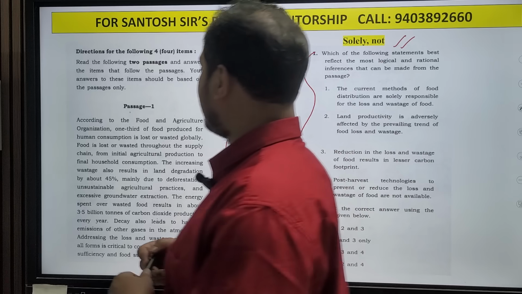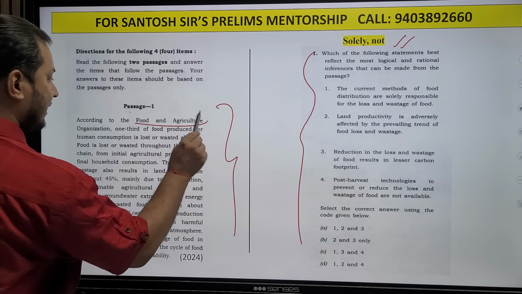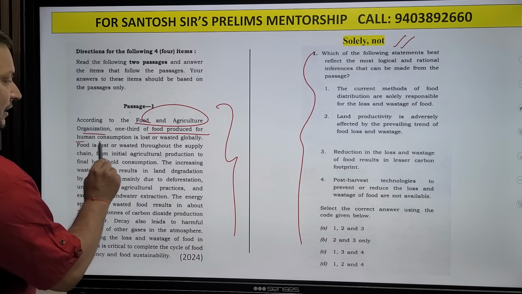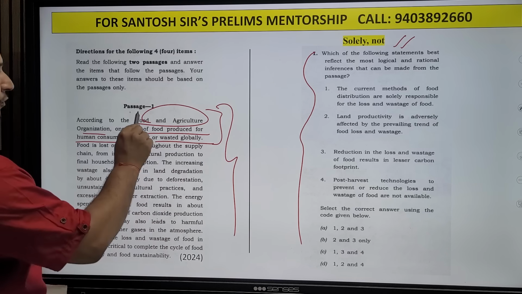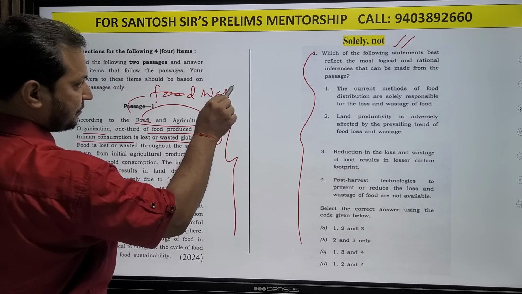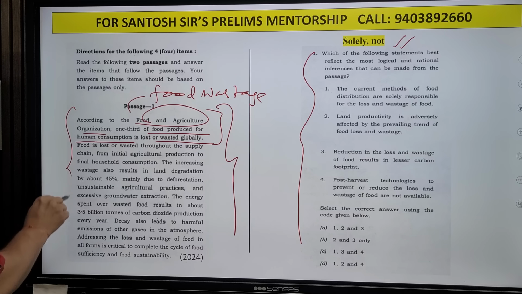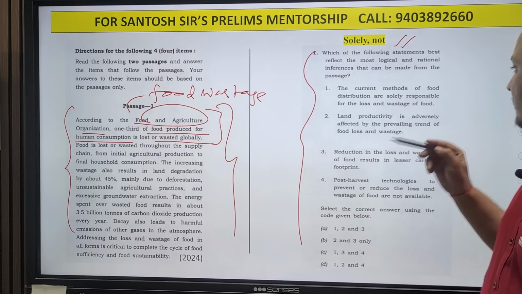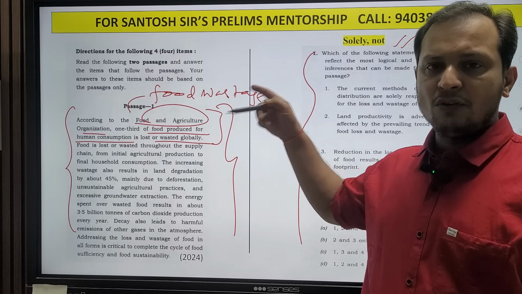So this is a passage, guys. You can see this passage says, according to the Food and Agriculture Organization, one-third of food produced for human consumption is lost or wasted globally. So basically it is about food wastage. The topic is food wastage. One approach is that you read the entire passage, then you read the questions, and then you try to solve the questions by looking into the passage.